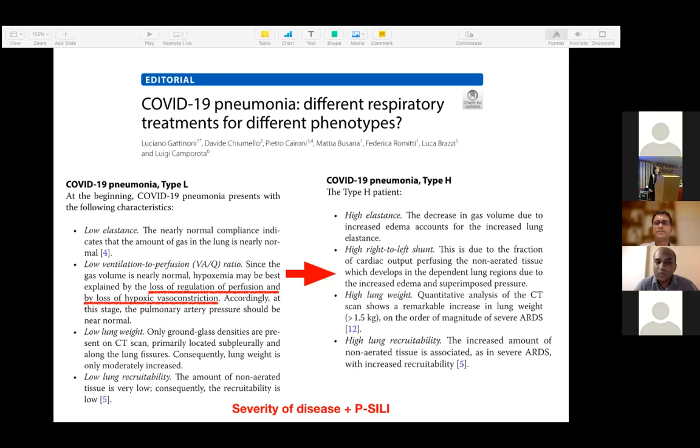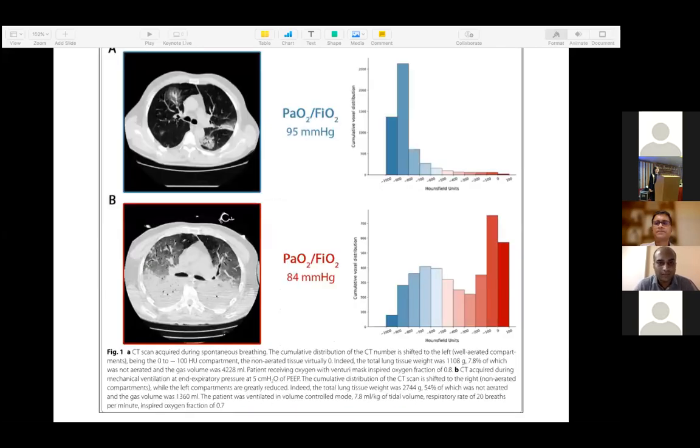So our target should be to identify the lung physiology in COVID-19 pneumonia and try to treat them accordingly. And whenever we are allowing a hypoxic patient to breathe spontaneously, depending on the severity of the disease and the transalveolar pressure, the chances of self-inflicted lung injury because of variable pressure and volume during our breathing will be there. That risk will be there whenever we allow a patient to breathe spontaneously.